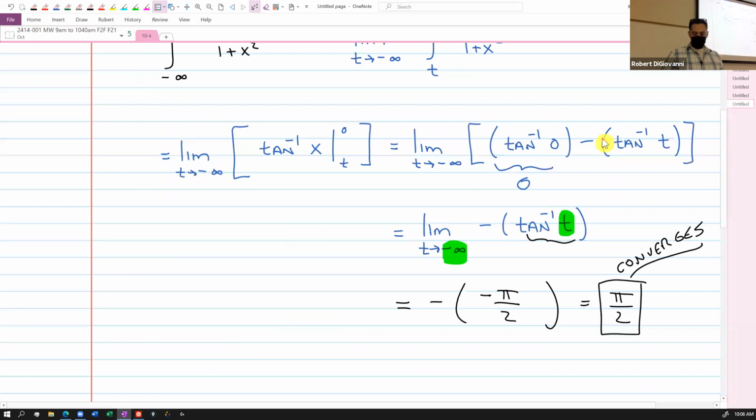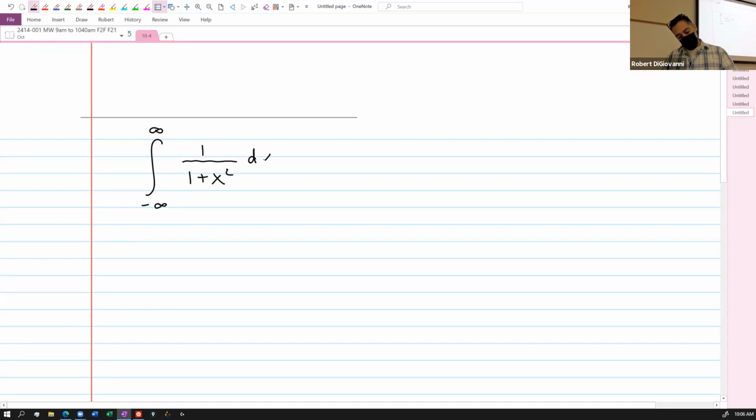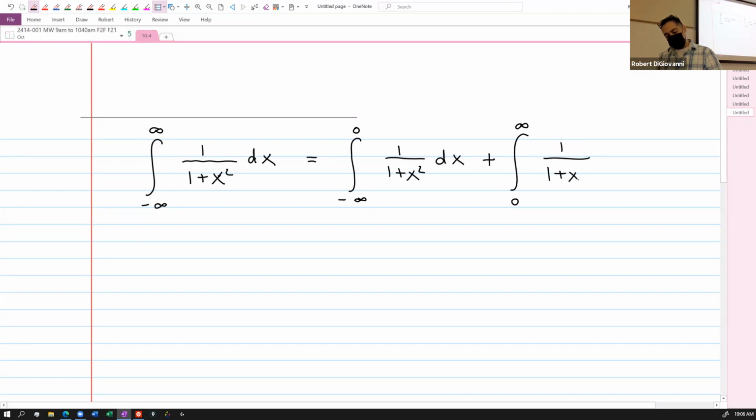I'm going to do actually the same function that we just did. I want to do the integral from negative infinity to infinity of 1 over 1 plus x squared dx. So the way I do this is I break it into the integral from negative infinity to 0 of 1 over 1 plus x squared dx plus the integral from 0 to infinity of 1 over 1 plus x squared dx.